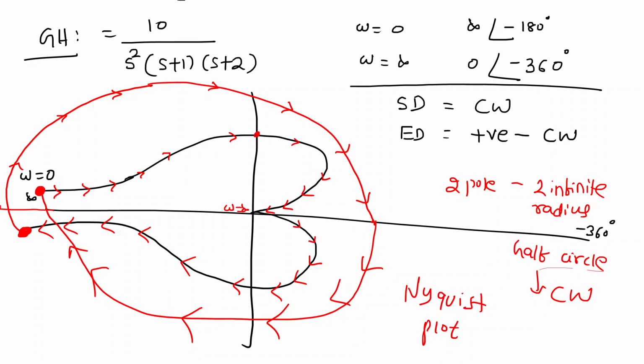Yes, sir. One more, okay. For you, one more, sir. Now, at least this question you will be able to get a feel for how I'm increasing the complexity. So GH now I'm giving, sir, 1 by s squared (s plus 1), three infinite radius half circles.